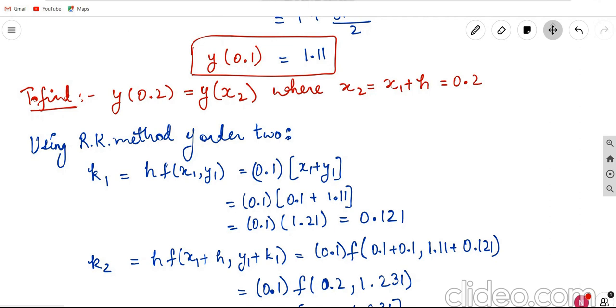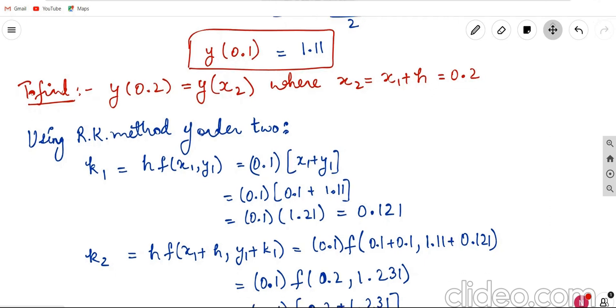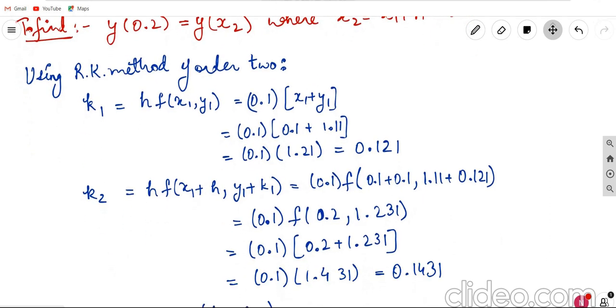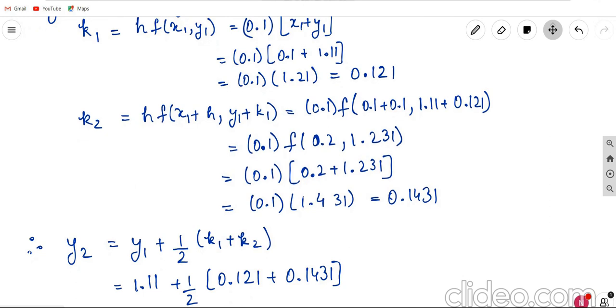As the RK method is a single step method, here you would see that h is 0.1, f of x1 comma y1 is x1 plus y1, x1 is 0.1, y1 is 1.11 as we have calculated above. Put the values and we find our k1 as 0.121. k2 is h times f of x1 plus h, y1 plus k1. Now which k1 are we talking about? The k1 that we have just found out above, that is 0.121. Putting all the values here and substituting in this, again f of x, y is x plus y.